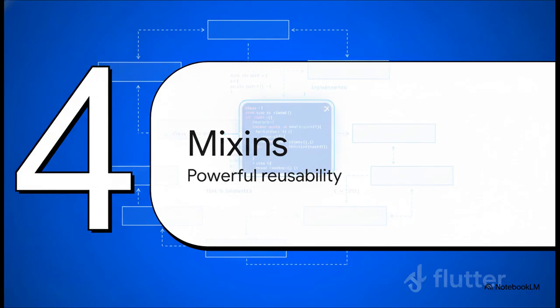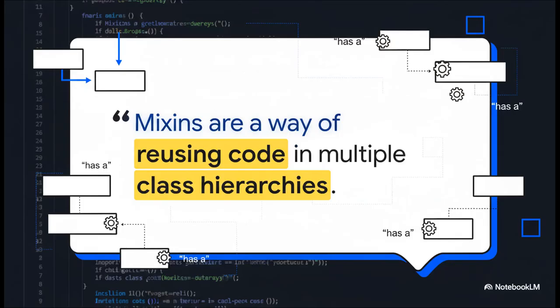Okay, so inheritance is cool, but in Dart, you can only inherit from one class at a time. So what do you do when you want to share a bunch of code or functionality across totally different types of classes? Well, that's where mixins come in. They are Dart's super elegant solution for reusing code. Yeah, this quote nails it.